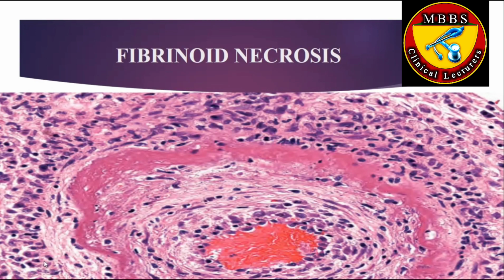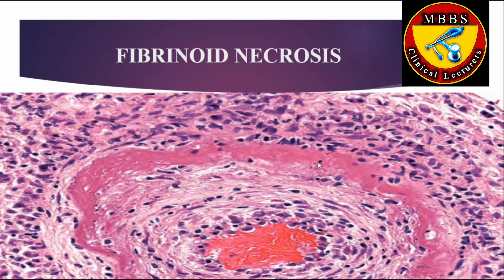Now the next one is fibrinoid necrosis. It is usually seen in immune reactions involving blood vessels. In fibrinoid necrosis, complexes of antigen and antibodies are deposited in the wall of the arteries, and after depositing, these complexes combine with fibrin, which is derived from the vessels, and give a bright pink appearance on hematoxylin and eosin stains, and it is called fibrinoid, that is, fibrin-like.